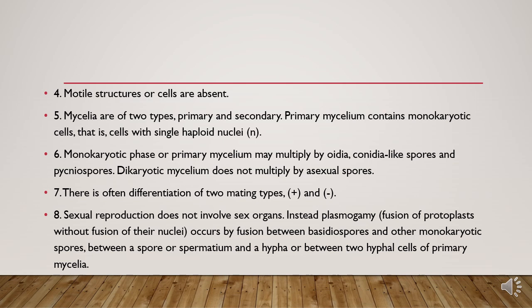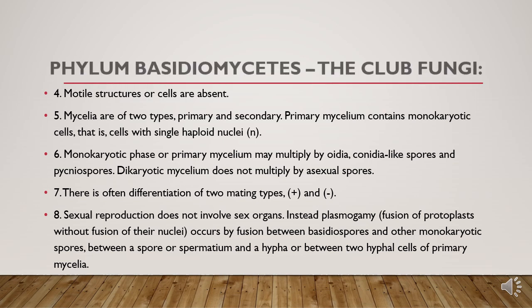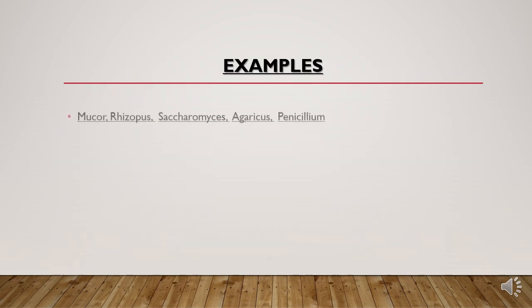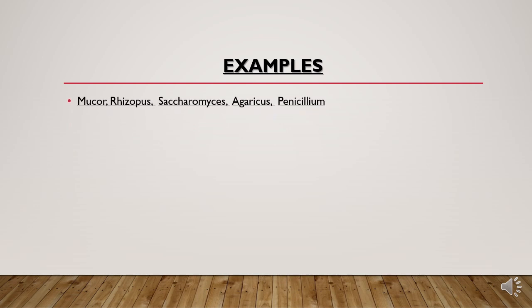Sexual reproduction does not have sex organs. Instead, plasmogamy, which means the fusion of protoplasts without fusion of their nuclei, occurs by fusion between basidiospores and other monokaryotic spores, between the spores or spermatium and the hypha, or between the hyphal walls of the primary mycelia. And examples are Rhizopus, Agaricus, and Penicillium.